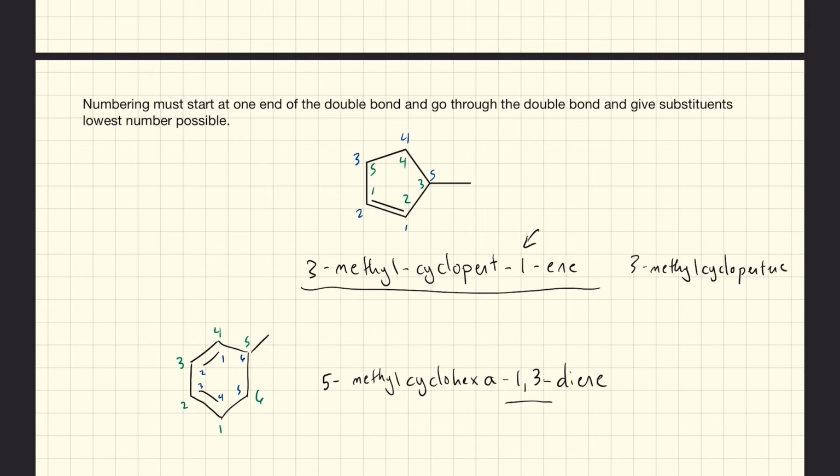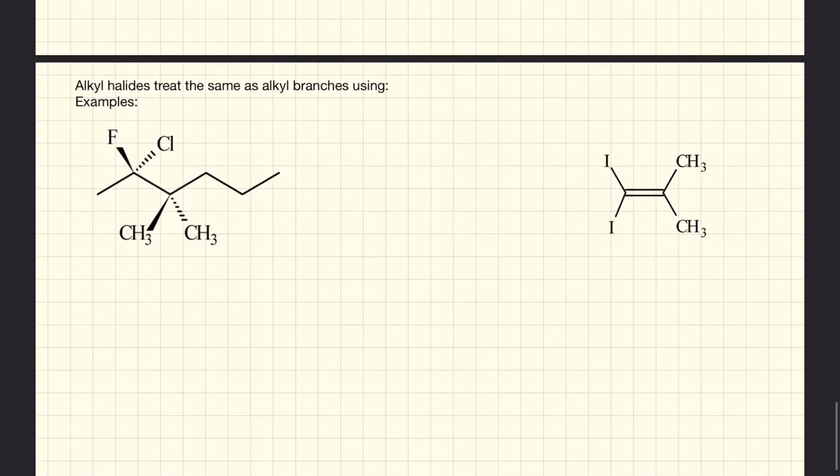Okay, so that more or less wraps up our discussion on alkenes. Okay, the next thing that we're going to talk about is alkyl halides. So halogens, we've added halogens. And for halogens, we treat them the same way, except they get an O ending. So chloro, fluoro, bromo, iodo.